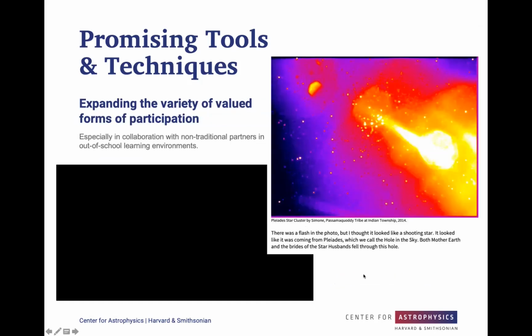In terms of expanding the variety of forms of participation, this really happens best through collaboration, co-design of experiences with communities. On the right is an image that's part of a program run by the Abbe Museum in Maine that serves Wabanaki youth. And the goal of this program was not to engage kids in using robotic telescopes, but rather to engage them in learning about the cultural star stories from community elders and illustrating those stories with images from the telescope.